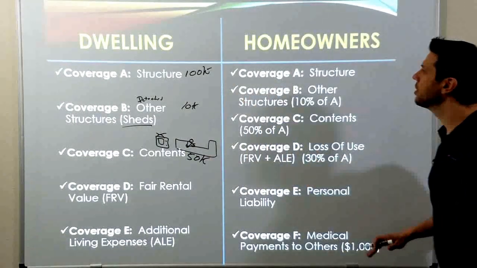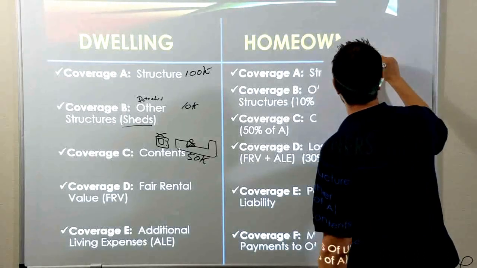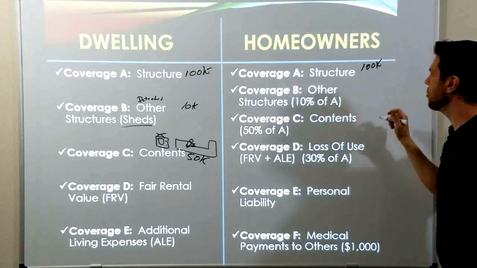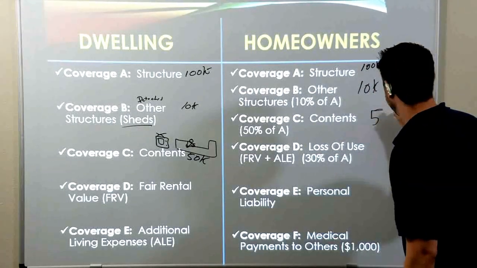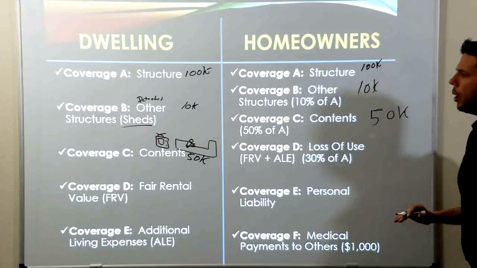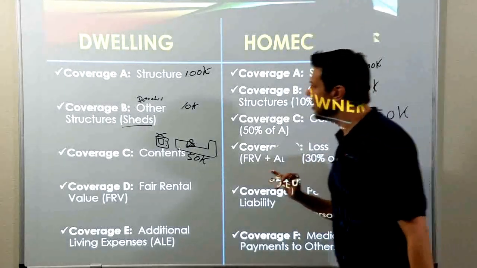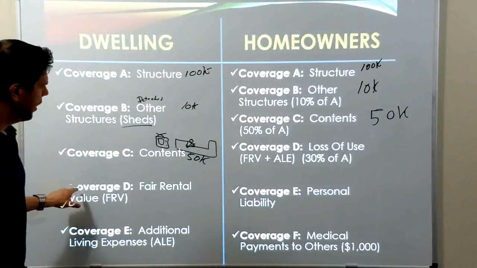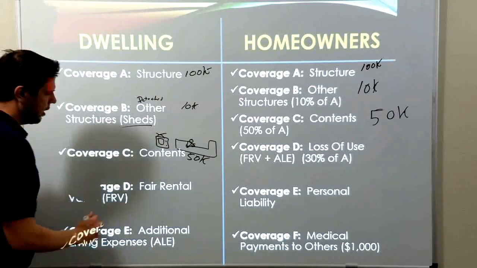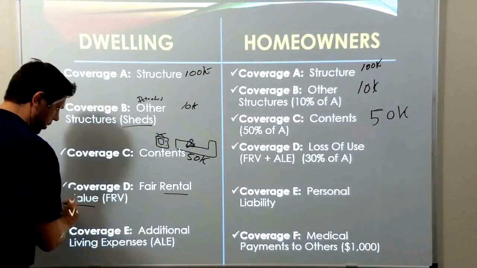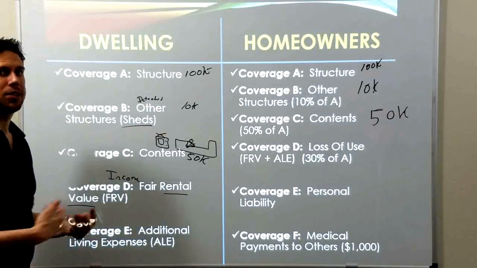Under homeowners, you have the same first three letters. Coverage A is structure, coverage B is other structures, coverage C is contents. But once you get to coverage D, the names change. Coverage D under dwelling is known as fair rental value. Coverage D will pay you your income if your rental property burns down.